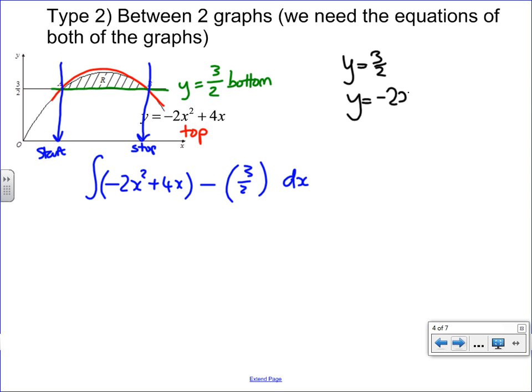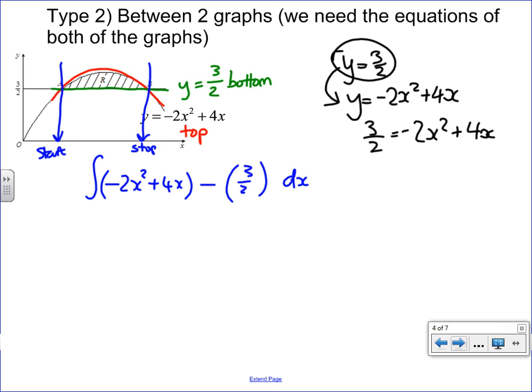So we've got a simple equation and a harder equation. The first one already says equal to y, so we're good on that. Yeah, so substitute that in the other one. So 3 over 2 equals minus 4x squared plus 8x. Double everything? Maybe put everything on the left? 4x squared minus 8x plus 3 equals 0.